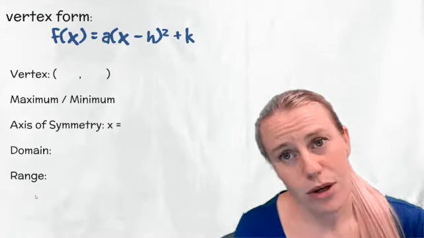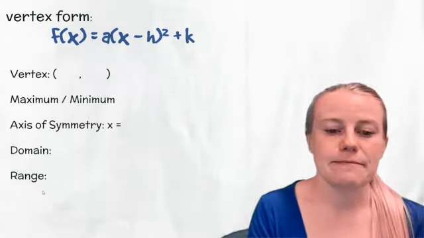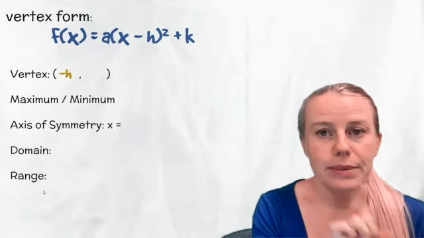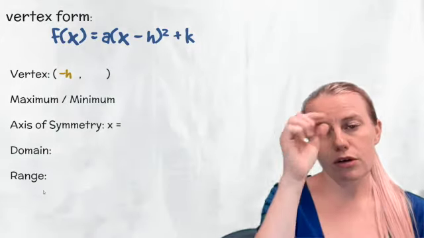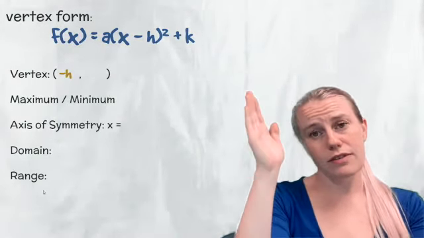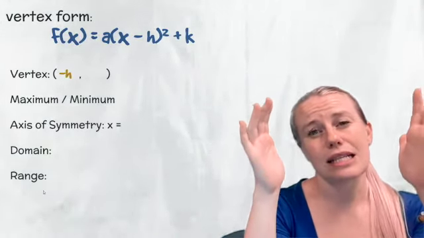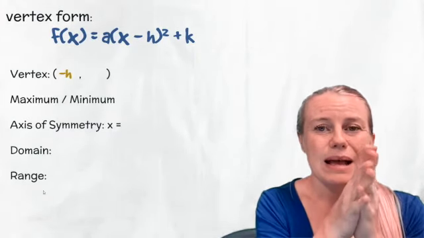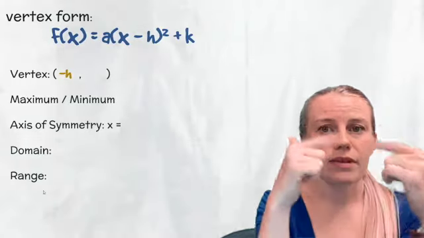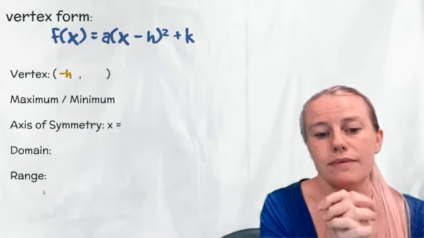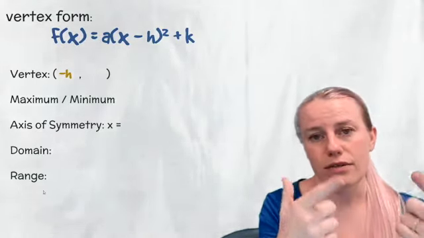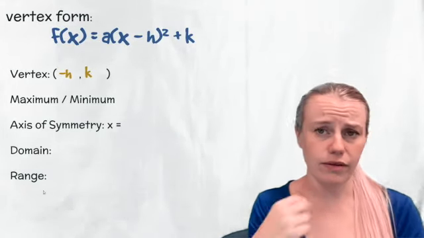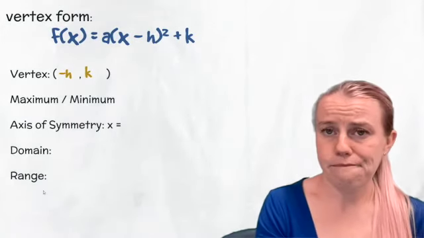So it is in vertex form, so it's easy to find the vertex. To find the vertex, we're going to have the opposite of h. So remember from our absolute value, the inside always lies. Same thing here. So if it is minus h, in our vertex, it's going to be positive. If it's positive h, in our vertex, it's going to be negative. And the y value of our vertex is going to be k.